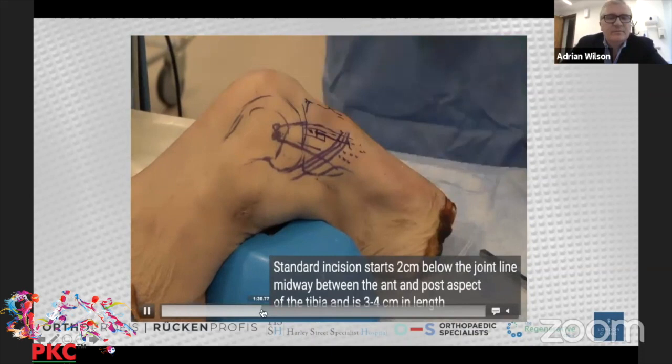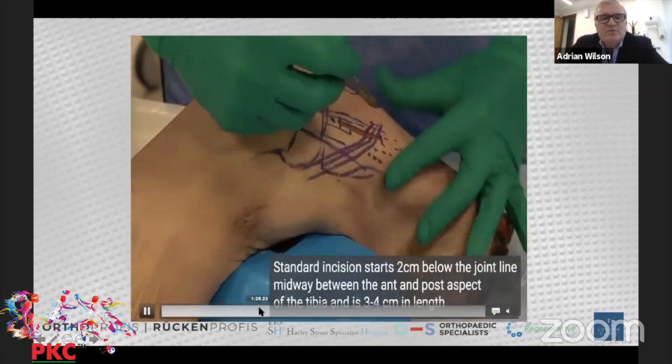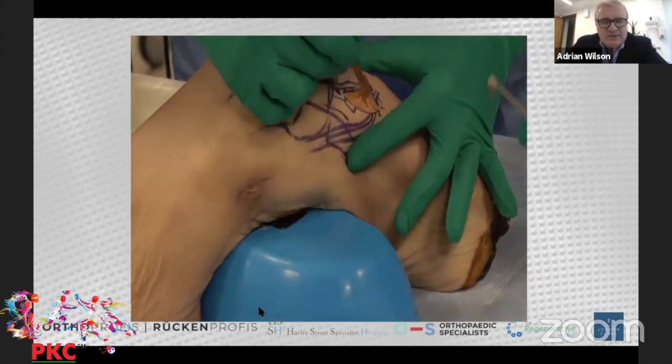So what we did in the video, which isn't playing very well, is we made a small incision. This is the expert's incision. And then what we're going to do is open it up so we can actually see what's going on and have a look at the anatomy.